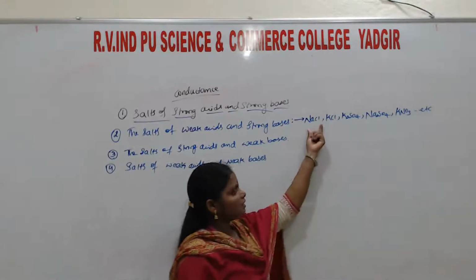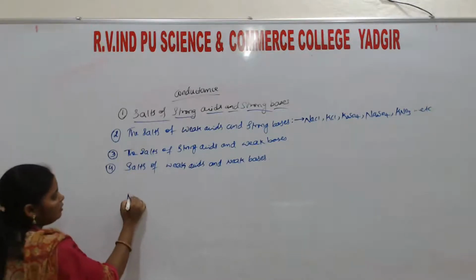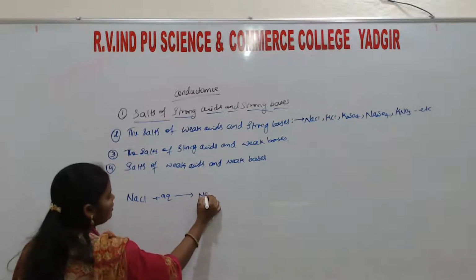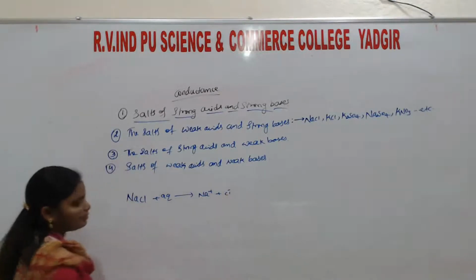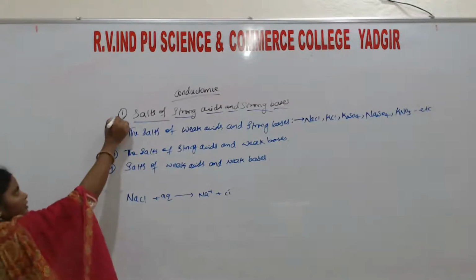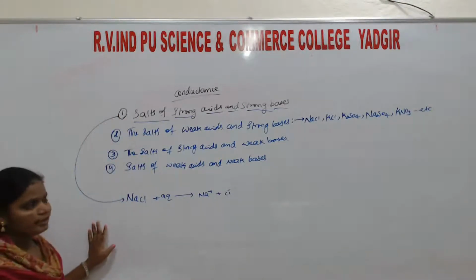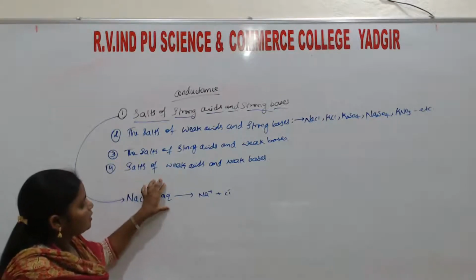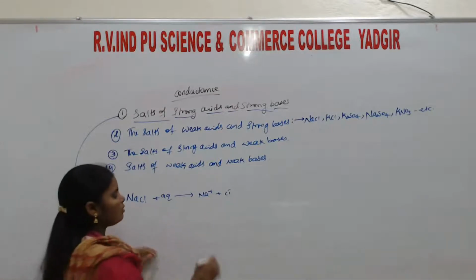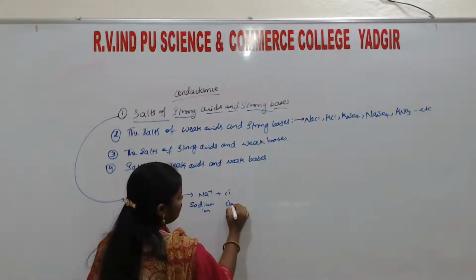Take sodium chloride as an example. NaCl in aqueous solution forms Na+ and Cl- ions. This is the sodium ion and this is the chloride ion.